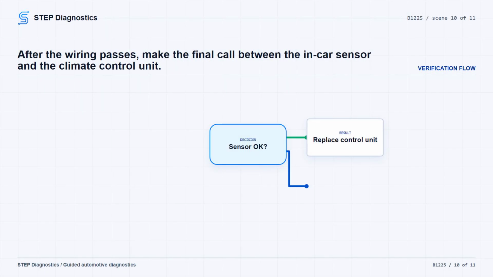Now test the in-car temperature sensor. If the sensor tests okay after the wiring checks have passed, replace the climate control unit. If the sensor does not test okay, replace the in-car temperature sensor.